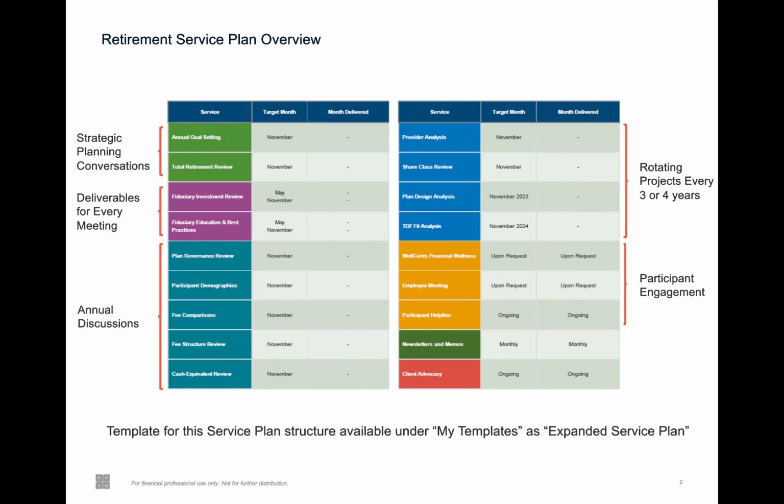Participant demographics, once a year, we're going to check in. What are the savings rates for participants? What are the trends that we're seeing in the participant numbers? A lot of this comes from the record keeper reports. Sometimes it can be delivered by the record keeper. Sometimes it can be delivered by you as the advisor. But overall, the idea is that we as a committee are talking about this. So we're going to put it on the service plan as part of the structure.